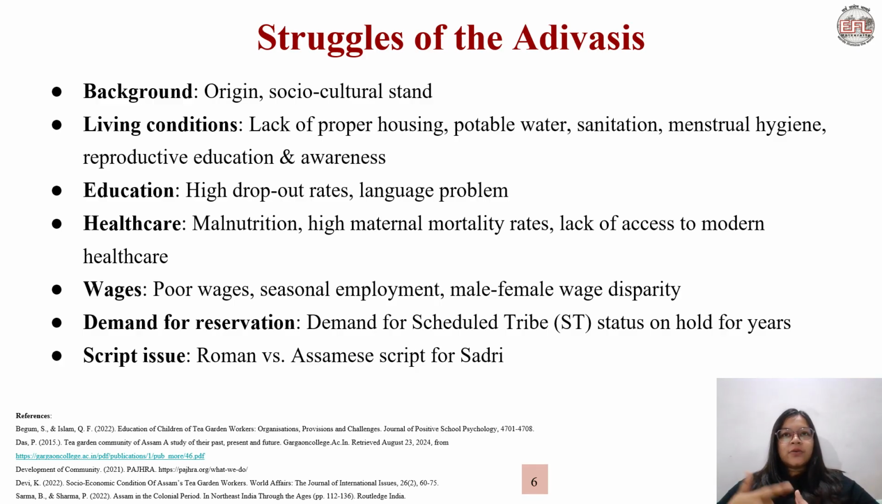Apart from that, while the community and also the government efforts are encouraging the community to work on creating its own textbooks, its own literary material in its own language, Sadri, there is the problem of the script. So whether to use the Assamese or the Roman script is again a socio-politically embedded problem, which is yet to reach its solution. So these are some struggles that the community is dealing with over the years.